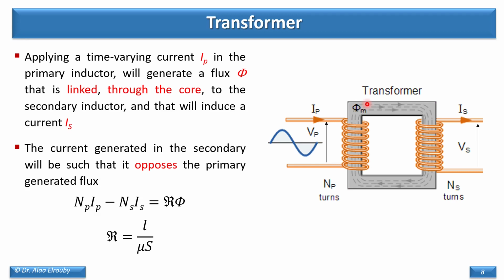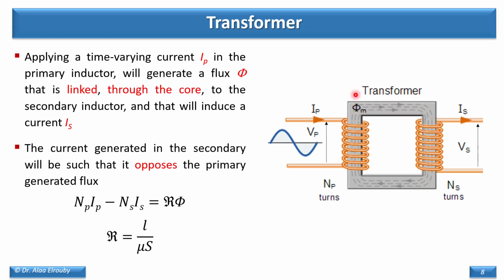inductor, we have a core, like a high permeability magnetic material, ferromagnetic material, and a secondary core. When we apply a time varying current, I primary, in the primary core, it will induce flux, and the flux will flow into the core.